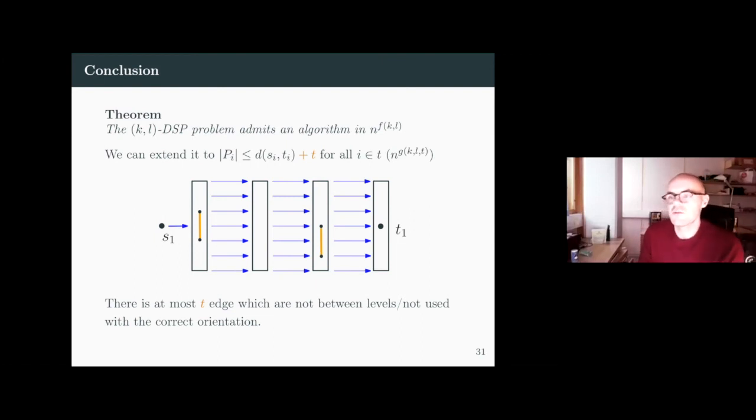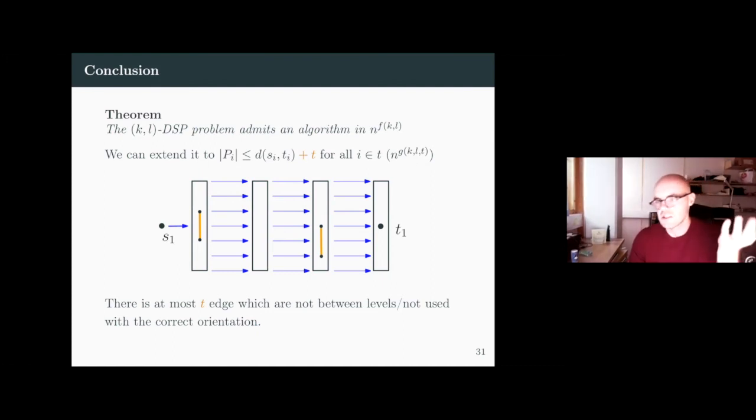We can solve the problem not only when you have a shortest path, but let's say instead of Pi having the distance between Si and Ti, you can add a small constant. Let's say Pi has size at most the distance of Si Ti plus some constant T. If you look at this version, then you can get a polynomial time algorithm, but of course there will be a dependency on T in the exponent. Okay, and how do you do this?